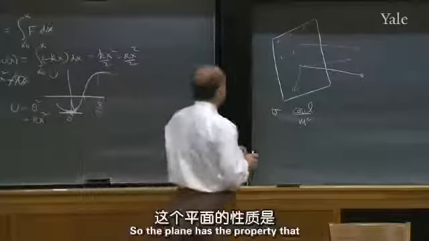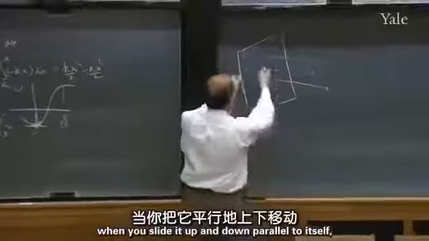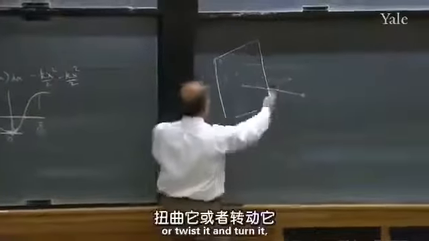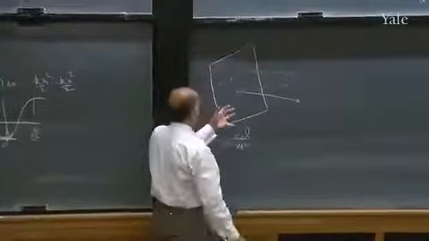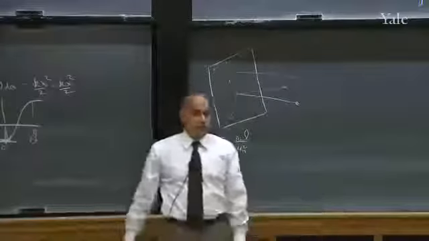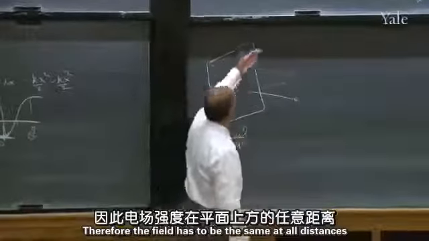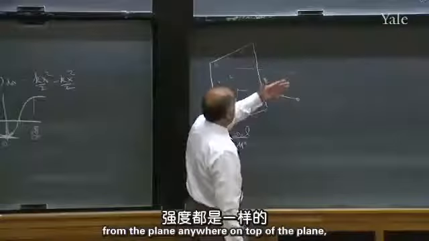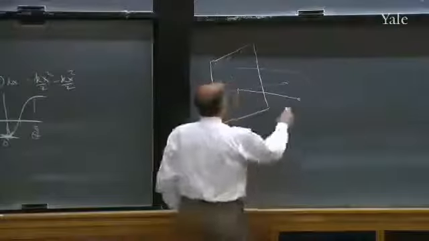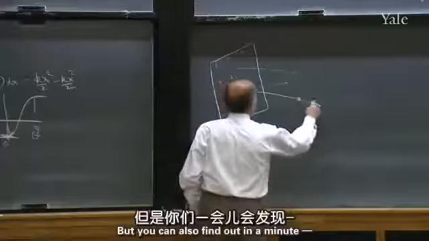So the plane has the property that when you slide it up and down parallel to itself, or twist it and turn it, it looks the same. Therefore, the field pattern should have that property. Therefore, the field has to be the same at all distances from the plane, anywhere on top of the plane. And it's going to point this way, but you can also find out in a minute.